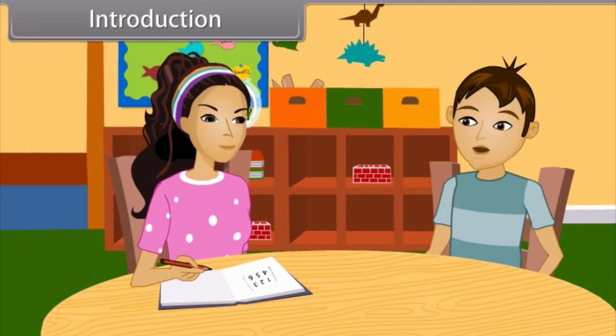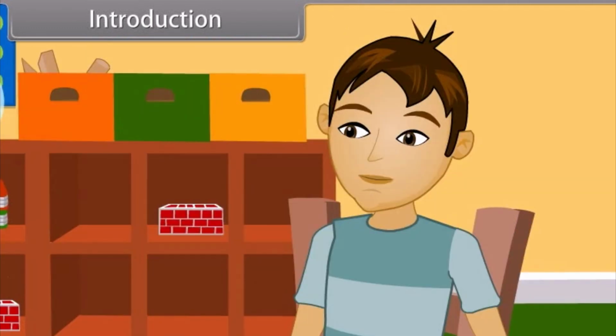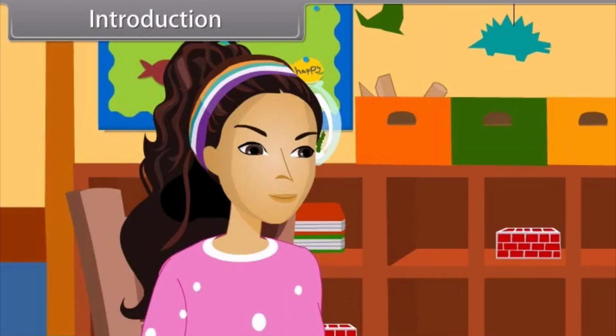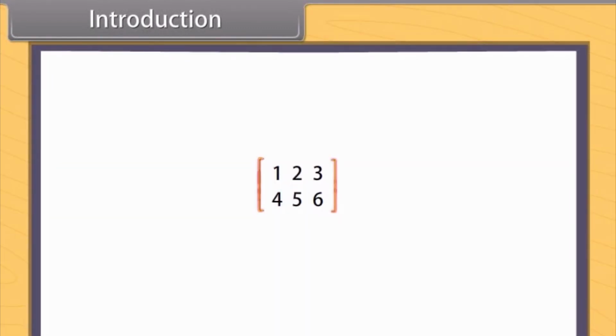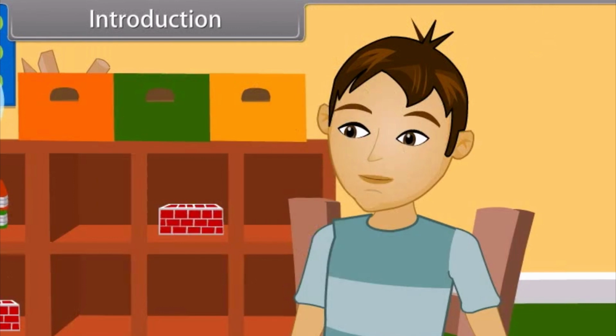Raki, why are you writing all these numbers in one bracket? This is not just a bracket. Did you forget what our math teacher taught us day before? Oh yeah, matrices. So you are solving any problem? Yes, I am finding the transpose of this matrix.